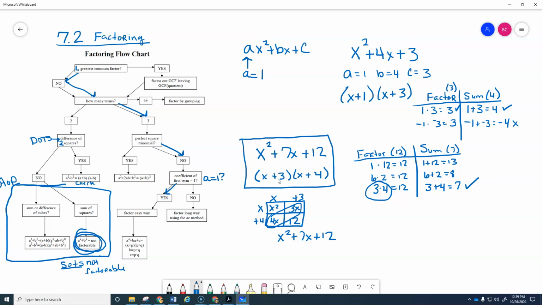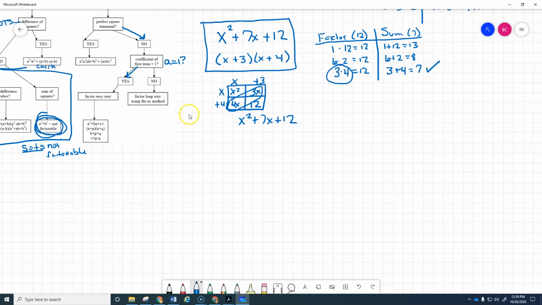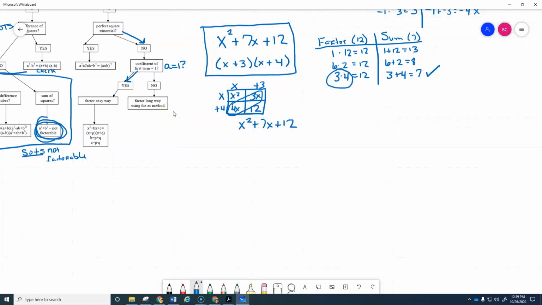I'm going to do another one. This time, I'm going to do one with a minus sign. I'm going to be going down the same path of the flowchart. So this time, x squared minus x minus 12.